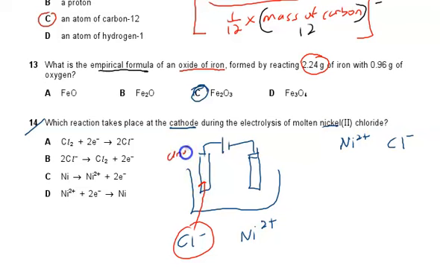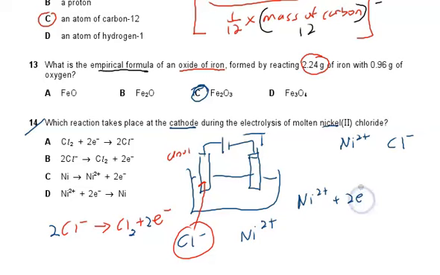This is the anode, and it will release electron and form an atom of chlorine. But chlorine will become a diatomic molecule, just how I explained just now in the earlier question. And this is the anode, and the electron will be transferring to the cathode. So what happens over here? The nickel will be absorbing electrons, and it will form atoms here, and it will make the cathode become fatter. So the answer for 14 will be D. Alright, so this is the explanation for this question.